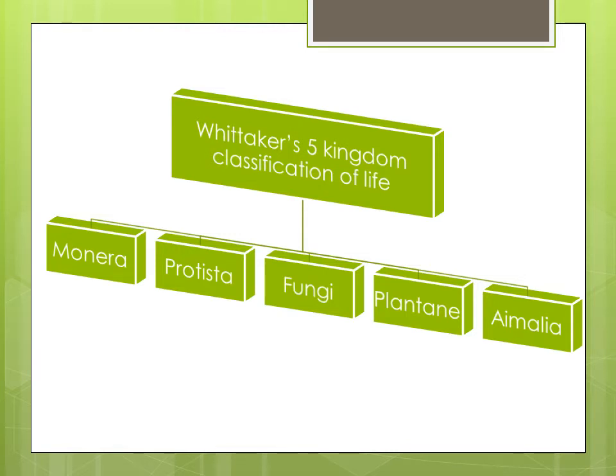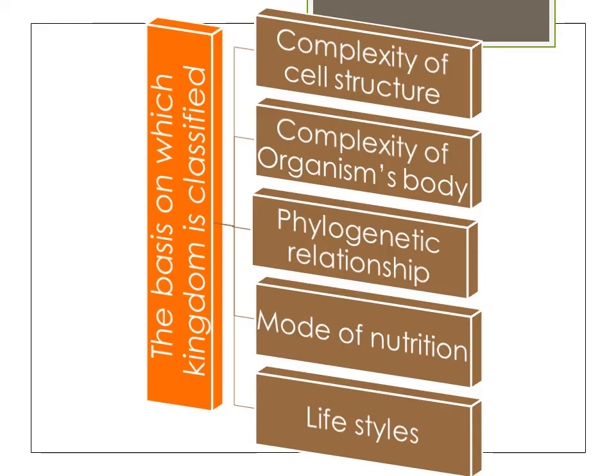The chart which you can see on your screen is of Whittaker's five kingdom classification of life. The first kingdom is Monera, the next is kingdom Protista, and next is kingdom Animalia. We will discuss all these, and also the basis on which they are classified: the first one is complexity of cell structure, the next is complexity of organism, and then mode of nutrition.